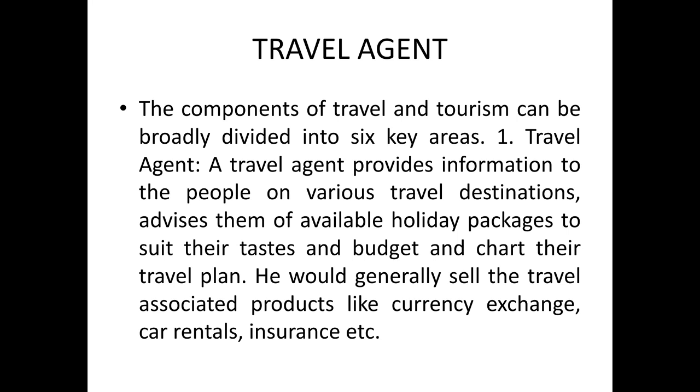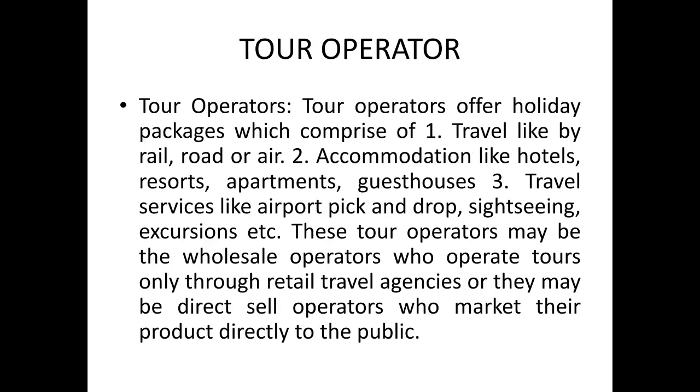Who is a travel agent? The components of travel and tourism can be broadly divided into 6 key areas. First, a travel agent. A travel agent basically provides information to the people on various travel destinations, advises them of available holiday packages to suit their tastes and budget, and charts their travel plan. He would generally sell the travel associated products like currency exchange, car rentals, insurance, etc.